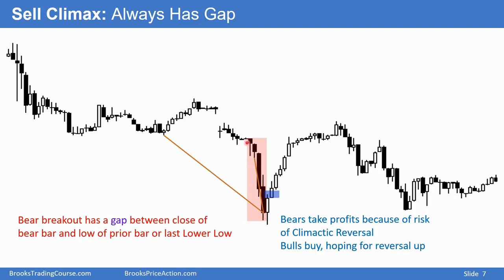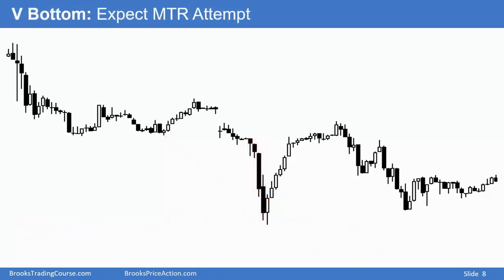Bulls buy because they bet the strong bears will take profits and that the market will go sideways to up for 5 or 10 bars, and it possibly could reverse. Some will buy the close of these bear bars. Some will buy above the strong bull reversal bar. We have a reversal up. You can call it a V bottom. Very strong sell-off, very abrupt reversal up.